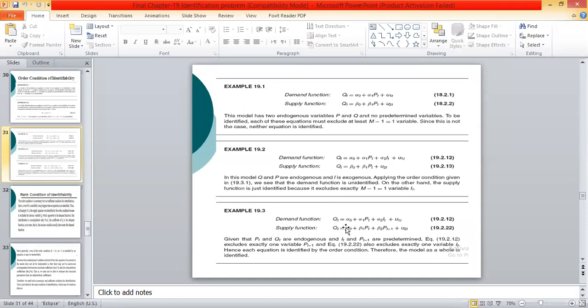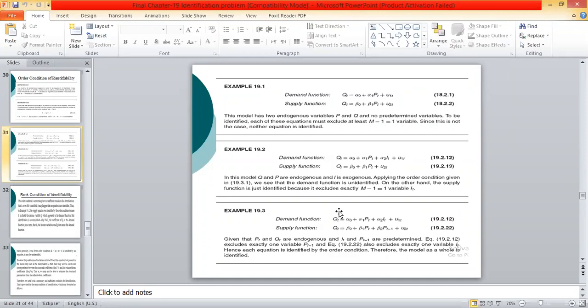So you can look at the third model. In the third model, the demand model is the same as above, but the supply function is a modified model. In the supply function, in this model, one more variable has been added, that is P(t-1). P(t-1) is the previous year's price. So we want to examine the identification of these models. In the model, there are 2 equations. One is the demand equation, one is the supply equation.